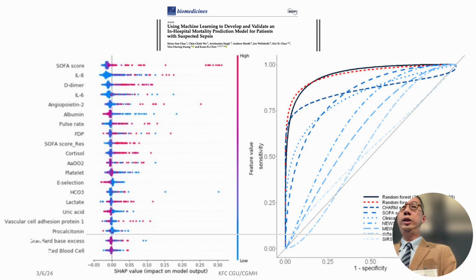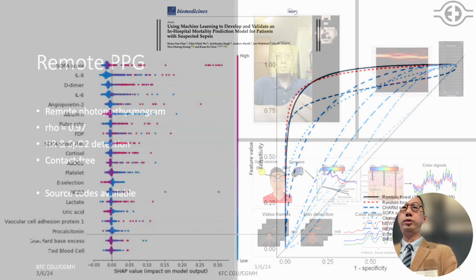By combining clinical information, biomarkers, and scoring systems, we've developed an algorithm based on random forest methods that outperforms existing scoring systems in predicting infection outcomes.